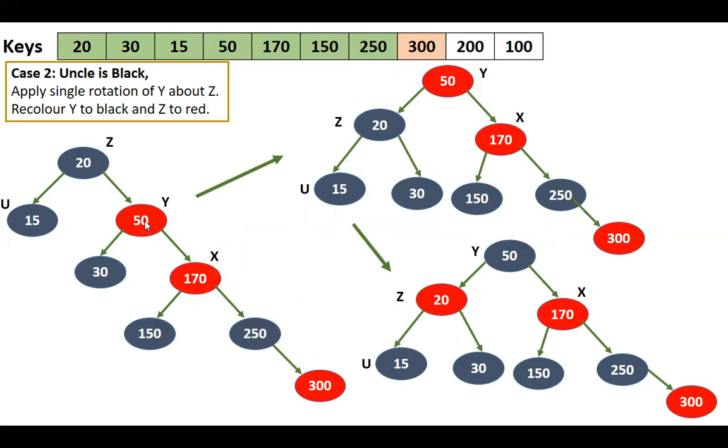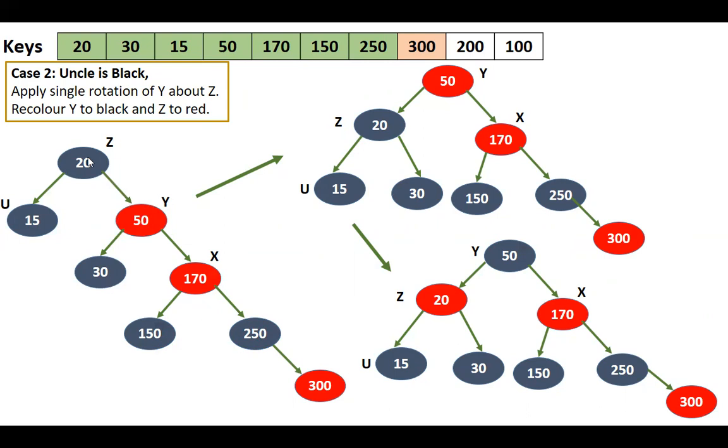Tree is imbalanced again. So what you'll check? You'll check the color of uncle. Uncle is black in color, right? And insertion is from right to right. So you'll have a single rotation followed by the recoloring of the nodes. So let's carry out the single rotation. What will move?